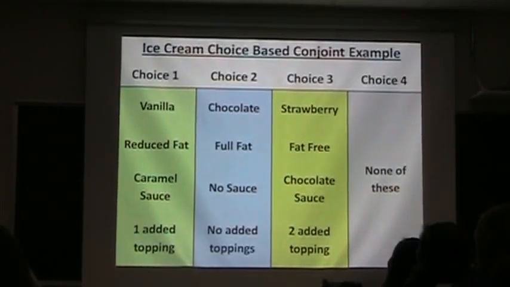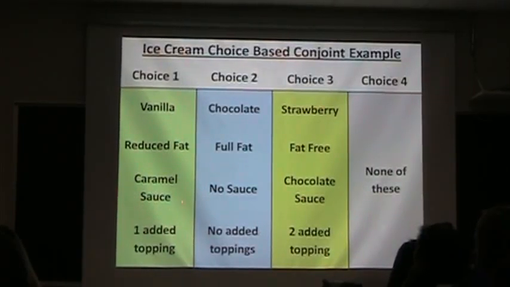Okay? Katie, which one did you choose? Choice 1. Choice 1. Now can you tell me why you chose choice 1? With caramel sauce and it's reduced fat. Okay, so for Katie, when she looked at this, caramel sauce was a strong driver of choice for her. And so was fat reduction. But not so much the vanilla or the added topping. So for Katie, sauce and fat reduction, or fat content, had value.